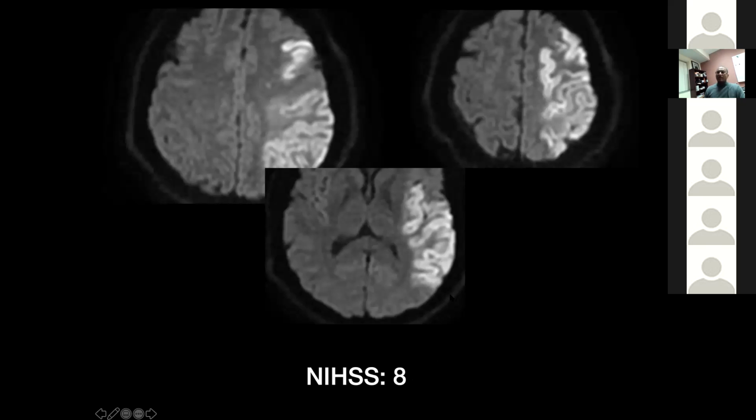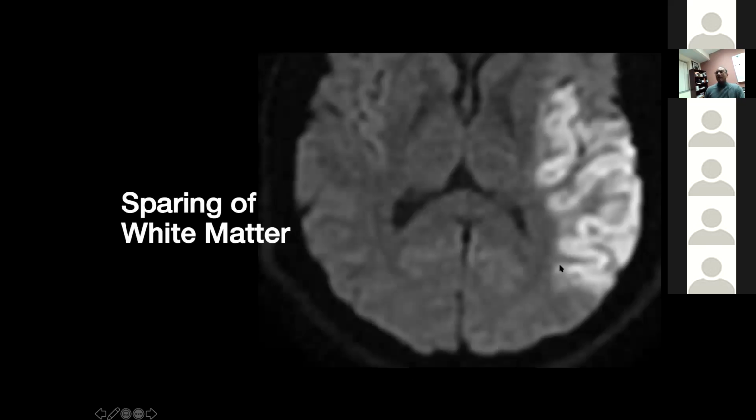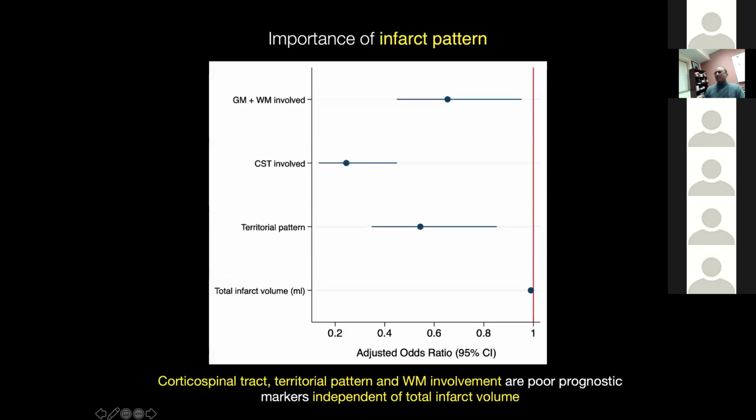And because I rapidly opened the vessel and got TICI 3 flow, only the cortex had this bright signal. And I'm not even sure this cortex is dead, because the patient was walking. So how can you be walking if all this tissue was dead? So this tissue was probably not dead. So this idea of sparing of white matter.